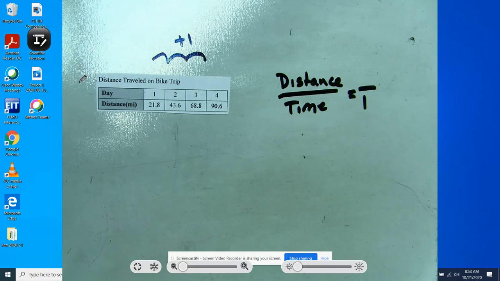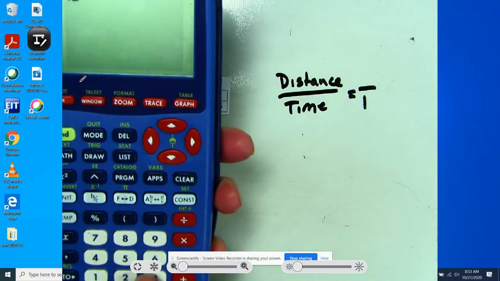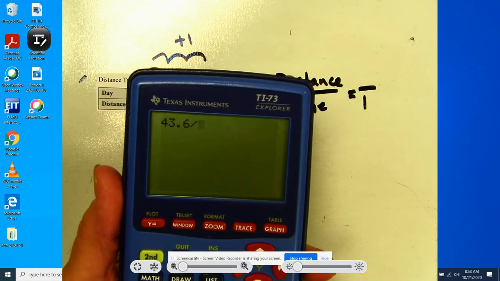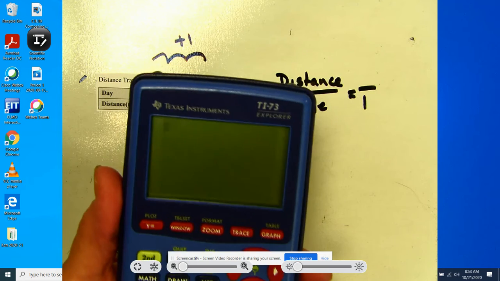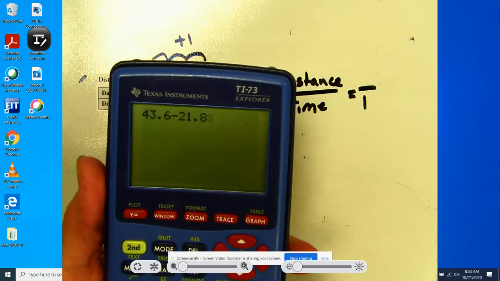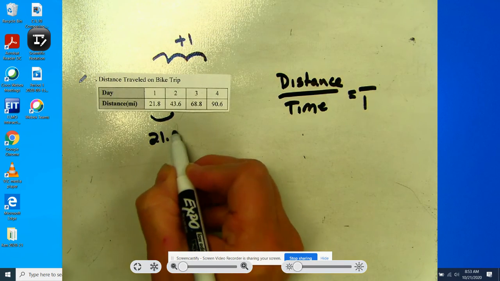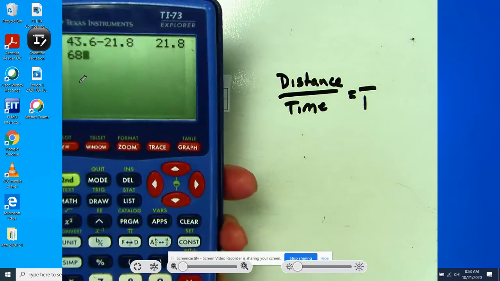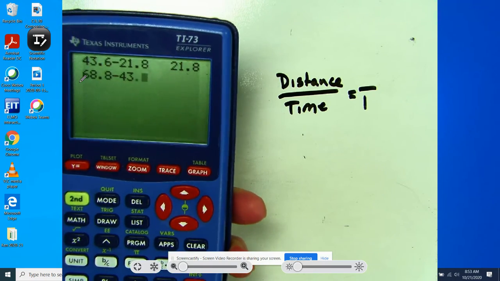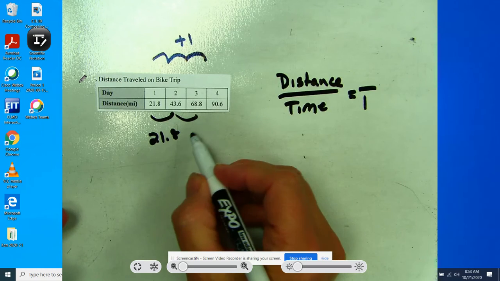21.8 to 43.6. So we're going to clear this. We're going to say 43.6 minus 21.8, and that's going to give us 21.8. So from here to here is 21.8. 68.8 minus 43.6 equals 25.2. So from here to here is 25.2.